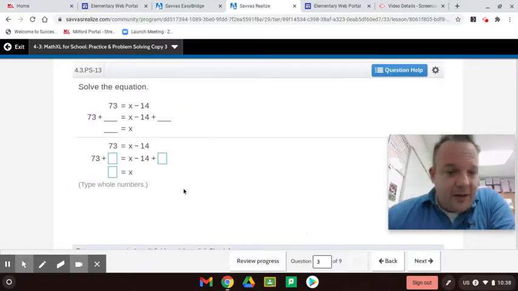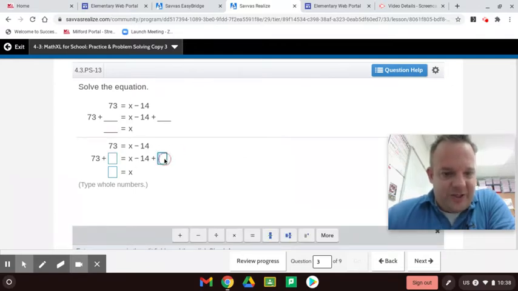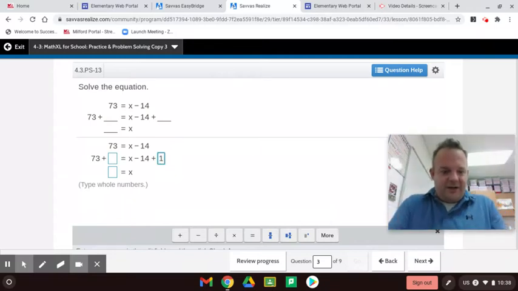All right. Now, sometimes the equations are like this. I prefer it to be over here, but this is fine too. X minus 14 is equal to 73. Inverse of subtracting 14 is, what do you think? That's right, adding 14. So you got to add 14 on the left side too. All right, and then you'll get 87, I think.